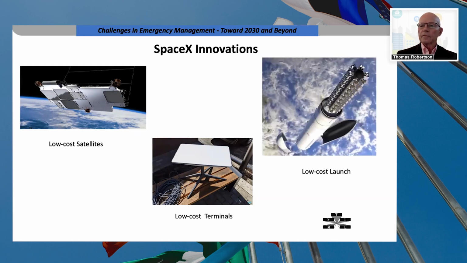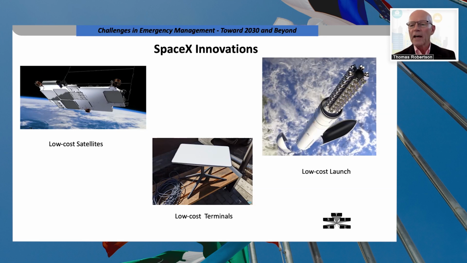Where SpaceX actually started was competing through government contracts for low-cost launch platforms, which are achieved by reusability. These rockets are reused, as you may know. SpaceX rockets, once launched into space, can come back down to Earth and land and be reused.